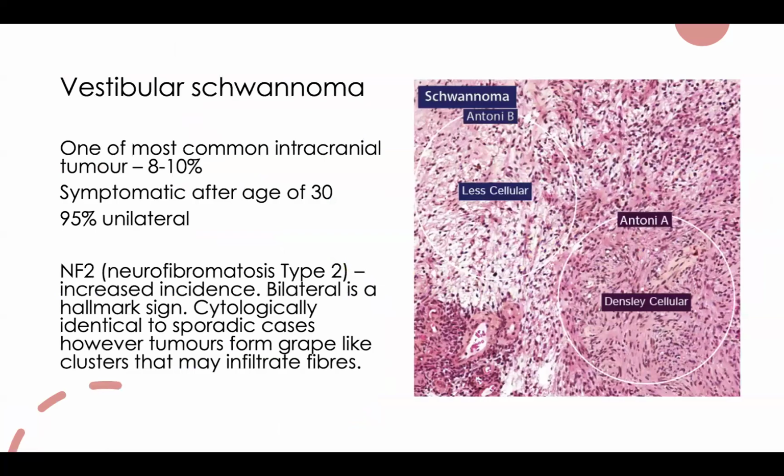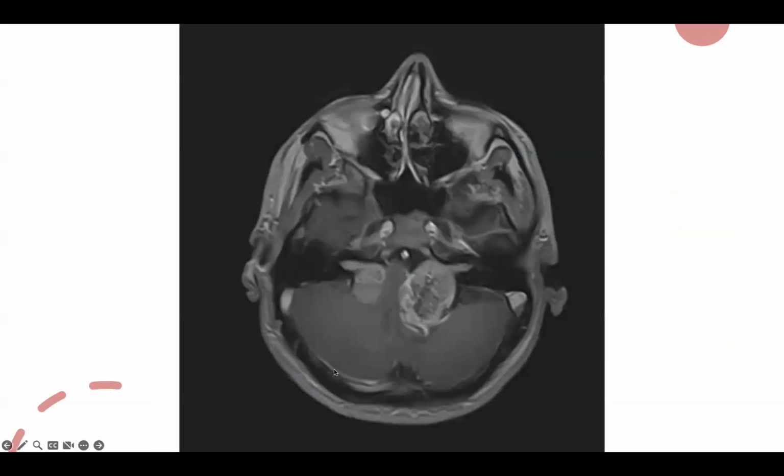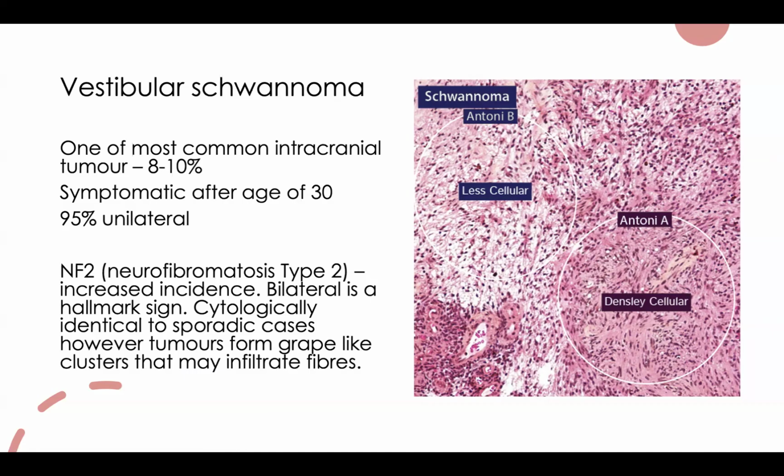It's one of the most common types of intracranial tumors, around 8 to 10%. And usually it slowly grows and becomes symptomatic, particularly after a certain size, usually at the age of 30. Now, 90% of these tumors are unilateral, so they're one-sided, but about 5% are bilateral. And when we see, like here, two tumors, we always think whether there's a genetic predisposition to having these.